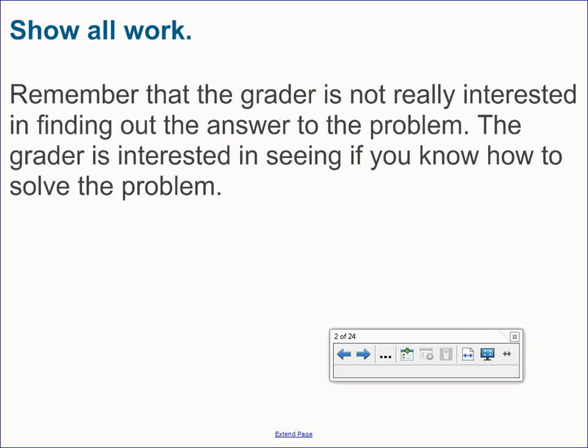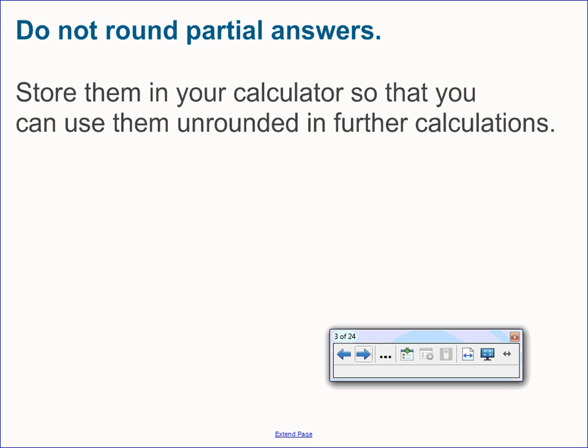Global tips, right? Things that are going to help you in general. So show your work. Remember, the grader's not really interested in finding out the answer to the problem. The grader's interested in seeing if you know how to solve the problem. So show your work so they can see your thought process, even if you don't get the answer point at the end. If you show your work and thinking, then you can earn partial credit. There's a lot of process up for grabs on the free response. Don't round partial answers. We saw this time and time again. Store them in your calculator. STO, first column, eighth row down, STO. You can store those decimals so you don't compromise accuracy.